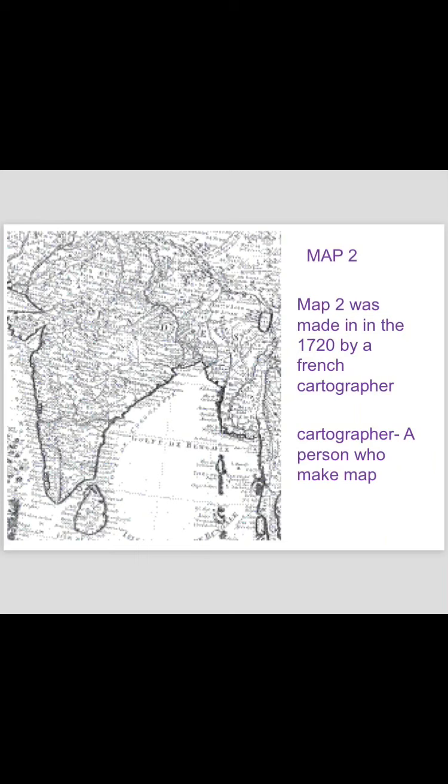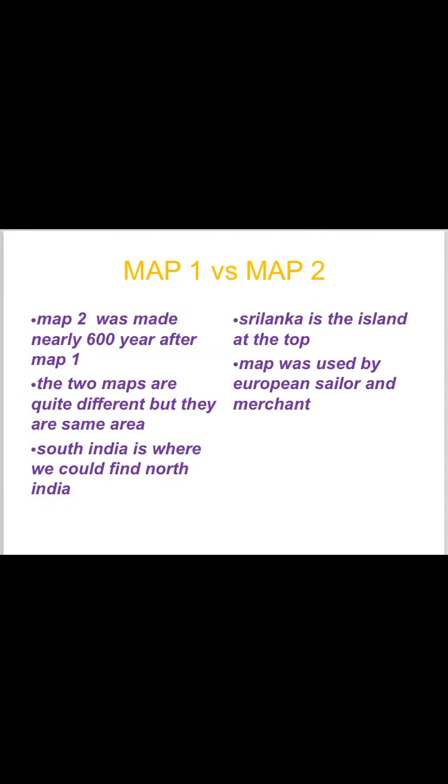So you can see our present India outline map. This map is similar, but it keeps changing as rulers captured areas for their rule, so the shape of our India changed. But what is the difference between Map 1 and Map 2? Map 2 was made nearly 600 years after Map 1. There was a gap of 600 years between them. The two maps are quite different, but the area is the same.